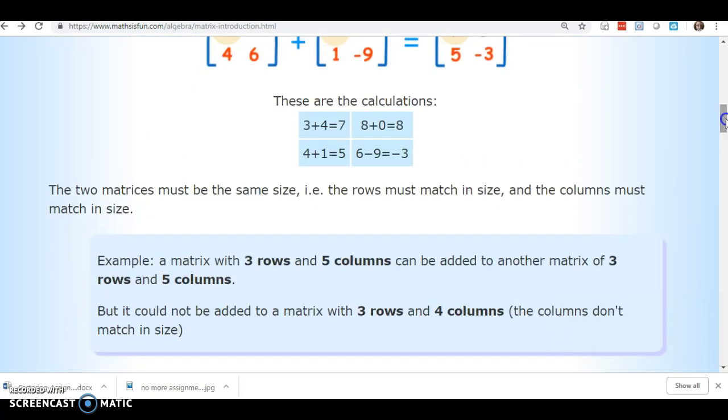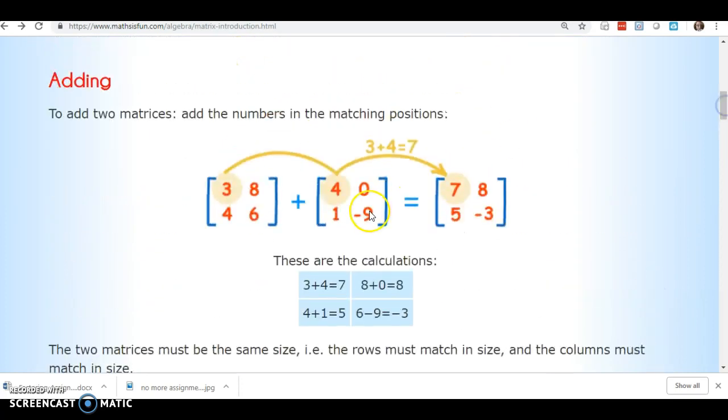One thing that is important is that when you're adding matrices, they have to be the exact same size. So this is a 2 by 2 and a 2 by 2, so you're going to get a 2 by 2. I could do a 2 by 3 and a 2 by 3, and I would get a 2 by 3.